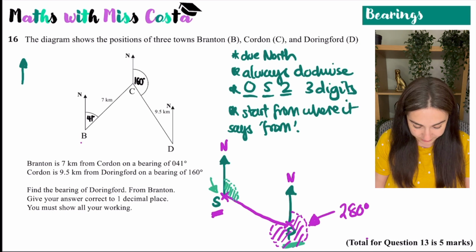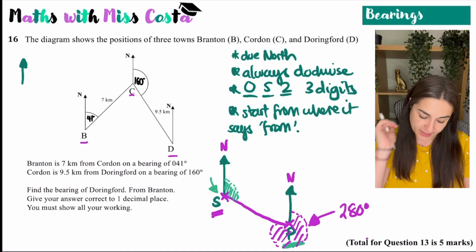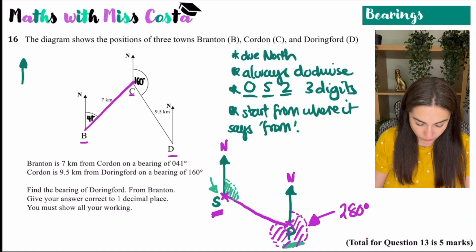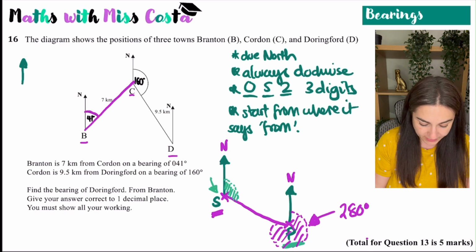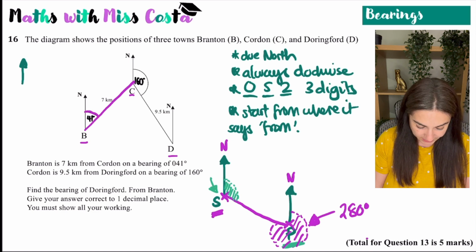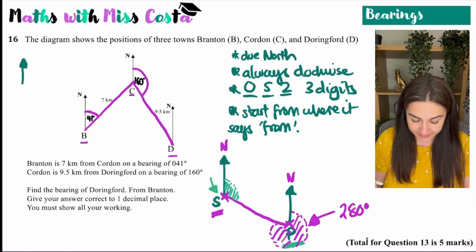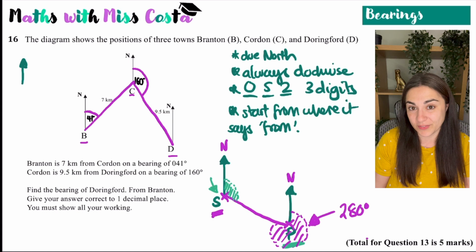But let's apply it to this question here. So I've got 3 towns, Branton, Cordon and Dorringford. I know that Branton is 7 kilometres from Cordon on a bearing of 41 degrees, and that Cordon is 9.5 kilometres away from Dorringford on a bearing of 160 degrees. So that's all the information that I know.